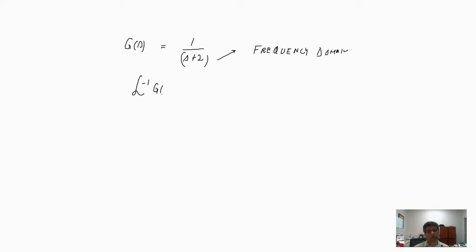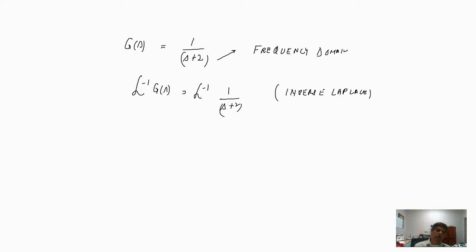So G of s, take the inverse of both sides. The inverse Laplace transformation of 1 over s plus 2. This is called the inverse Laplace transform. What this is going to do is convert the s domain to the time domain.